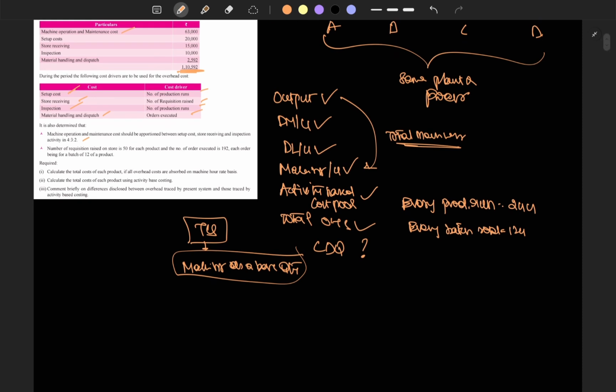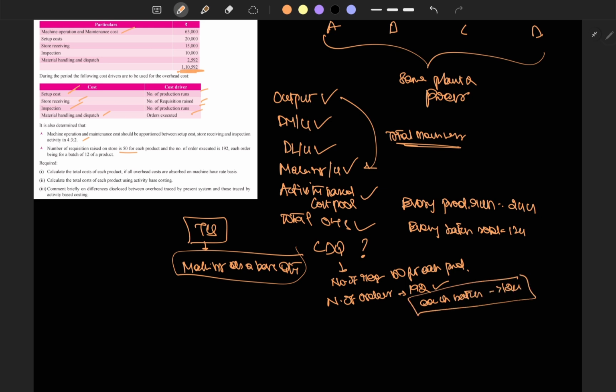And what else? Number of requisitions raised on stores. So this is a clue for cost driver quantity. Number of requisitions, 50 for each product. Okay, this is fine. Number of orders, which is 192, not clear, so we have to find out for every product. And each batch contains 12 units. Okay, that's it. So what else have they given?